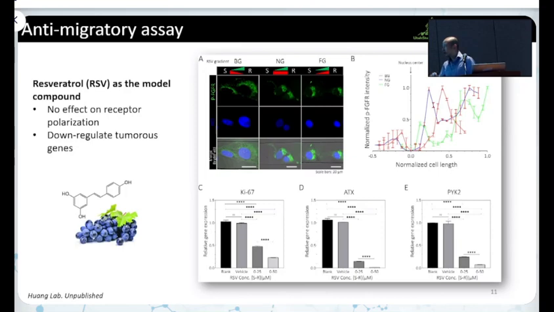Instead, it's inhibiting other tumorous genes. We found that Ki67, ATX, and PYK2, which are responsible for either the proliferation or the aggressiveness of the cell lines, are highly downregulated by the resveratrol gradient.